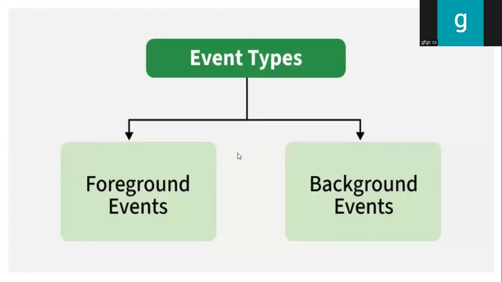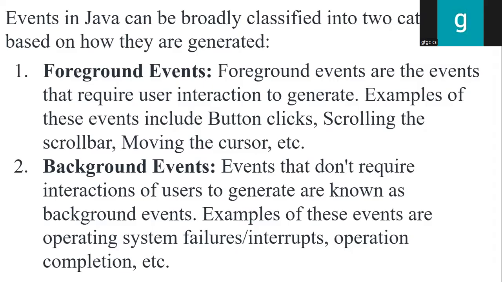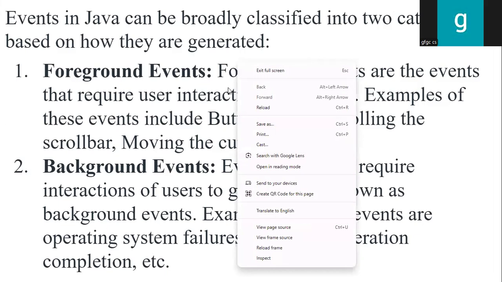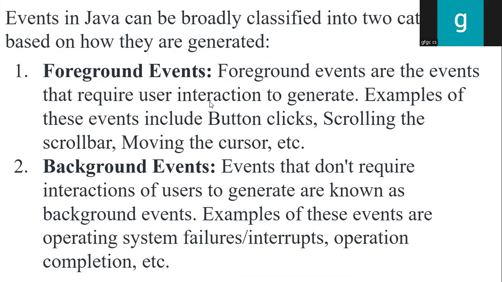In Java, events are classified into two types. Those are called foreground events and background events. Foreground events means events which are handled by seeing the applications on the screen with bare eyes, such as the button, scroll bars, or moving the cursor. I'm changing the slides; that means whatever I'm doing on the screen, which is displayed to me, I can see with bare eyes. Those are called foreground events.